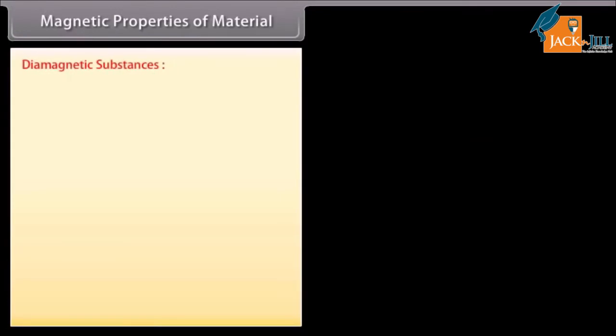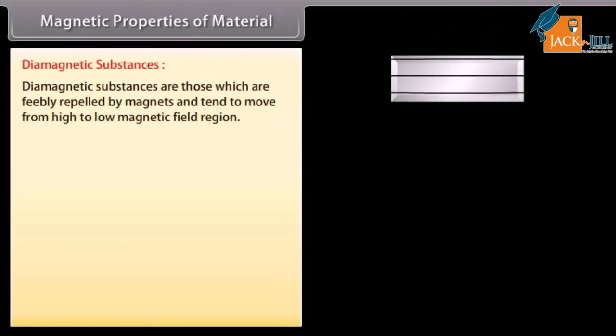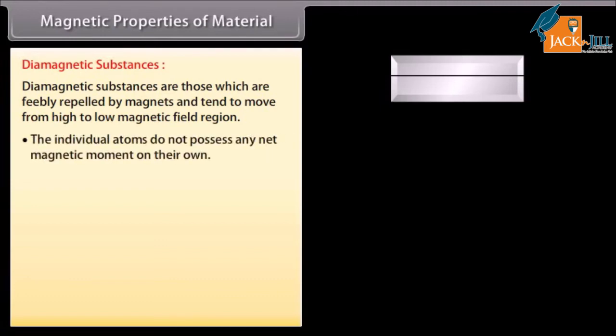Magnetic properties of material. Materials can be divided broadly into the following three categories: diamagnetic substances, paramagnetic substances, ferromagnetic substances. Diamagnetic substances. Diamagnetic substances are those which are feebly repelled by magnets and tend to move from high to low magnetic field region. The individual atoms do not possess any net magnetic moment on their own.